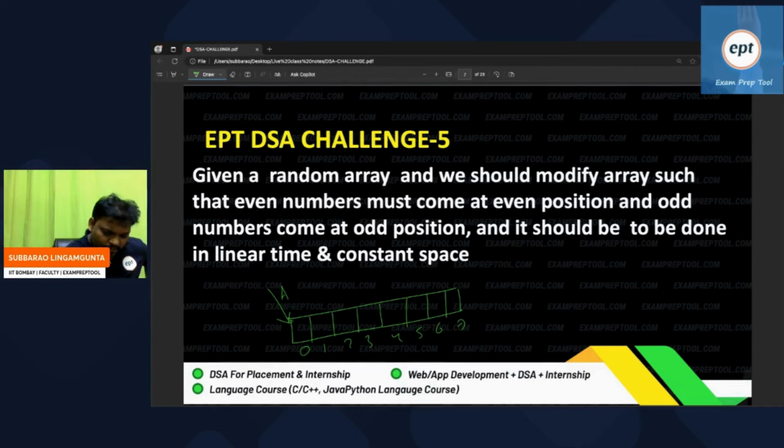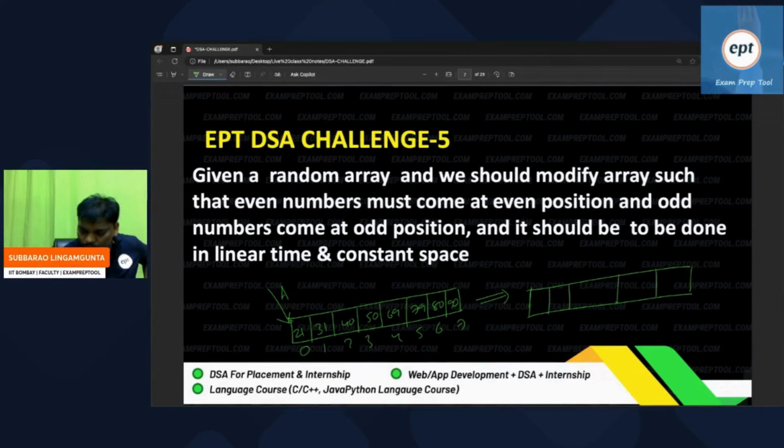So let me write here: 21, 31, 40, 50, 69, 79, 80, 90, some numbers. But you have to convert this array in such a way that all odd numbers go to odd positions, and even numbers go to even positions. So that's what this problem is. Even numbers should go to even positions, odd numbers to odd positions. I'm giving a rough idea.